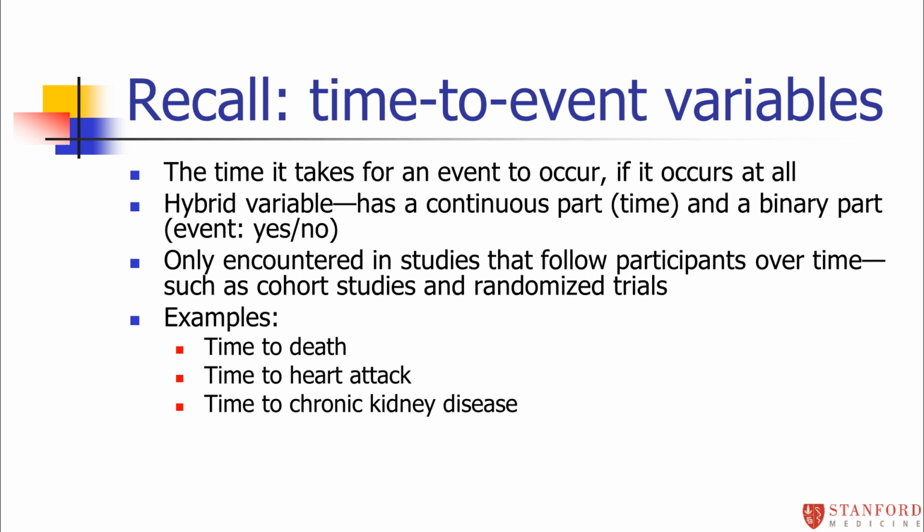It's a hybrid variable. You're measuring the amount of time that they contribute to the study before they have the event, or until the study ends, or until they drop out of the study, as well as recording whether or not they actually have the event, because not everybody will have the event. This might be something like time to death or time to heart attack or time to chronic kidney disease. People who don't have the event are said to be censored, and that is recorded as well as the amount of time that they contribute.